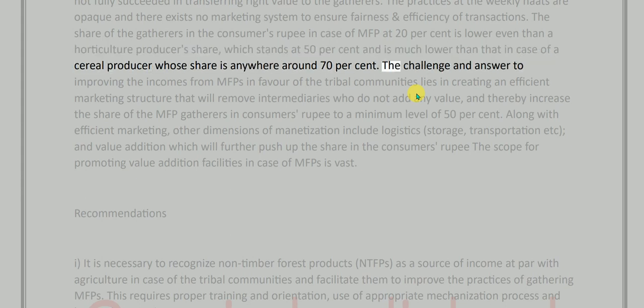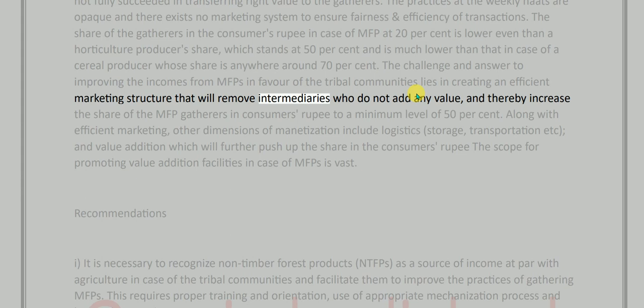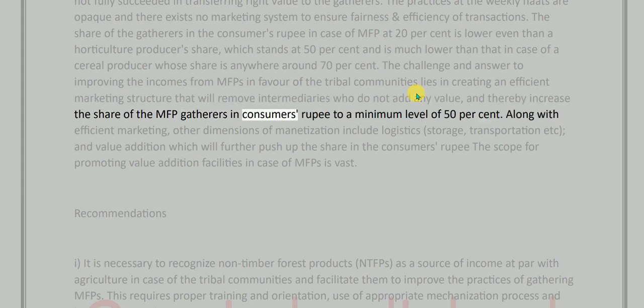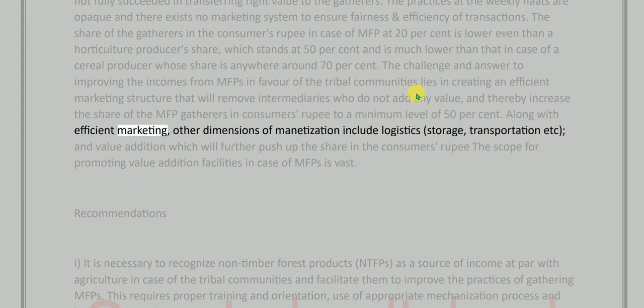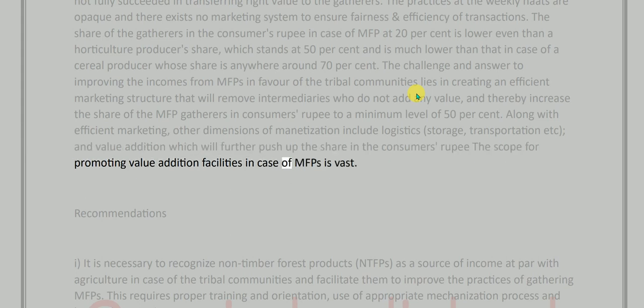The challenge, and the answer to improving the incomes from MFPs in favor of the tribal communities, lies in creating an efficient marketing structure that will remove intermediaries who do not add any value, and thereby increase the share of the MFP gatherers in the consumer's rupee to a minimum level of 50%. Along with efficient marketing, other dimensions of monetization include logistics, storage, transportation, etc. and value addition, which will further push up the share in the consumer's rupee. The scope for promoting value addition facilities in the case of MFPs is vast.